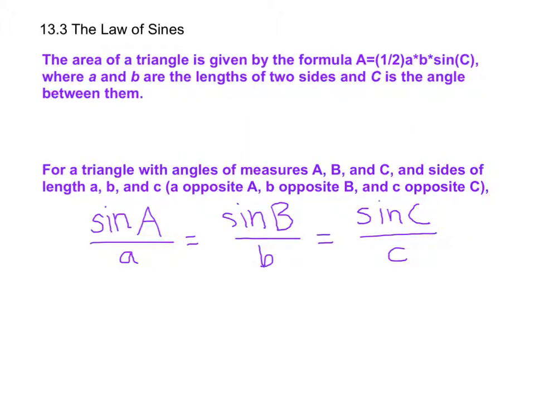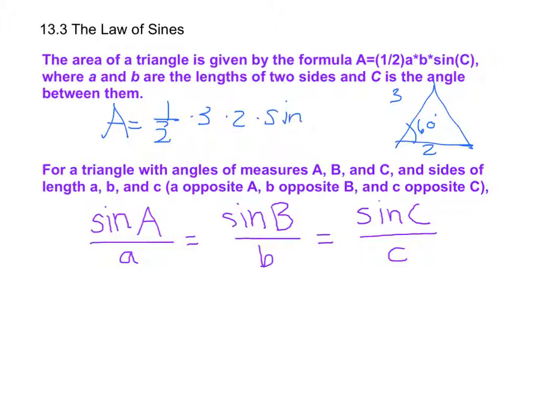So this first conjecture is really cool. It's a way of finding the area of a triangle with just knowing two sides and the angle between them. So it says that the area of a triangle is given by the formula A equals 1/2 a times b times sine of C, where a and b are the lengths of the two sides and C is the angle between them. So say we know that this angle is 60 degrees, and we know that this side is 3 and this side is 2, we can say that the area is going to be 1/2 times 3 times 2 times sine of 60.